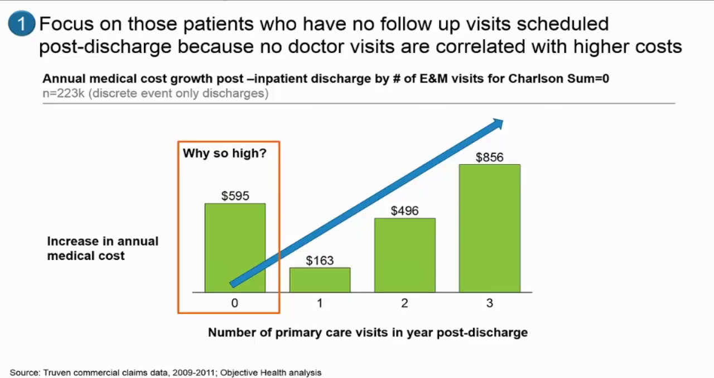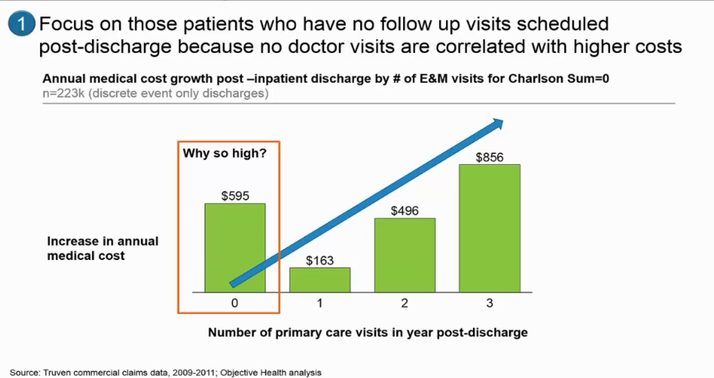So this chart here shows, ignore the bar on the left. What this chart is showing, if you look at relatively healthy people, Charleston sum of 0, these are relatively healthy individuals. If you look at their increase in annual cost as a function of how many primary care visits they have in the year following their discharge, if they go to the doctor one time, you'd expect a $163 increase, 2 times $496. The more times they see a doctor, the more coincident that is to the fact that they actually have increased health needs. But the one on the far left is interesting because the people who don't see the doctor at all, their health costs rise quite considerably.